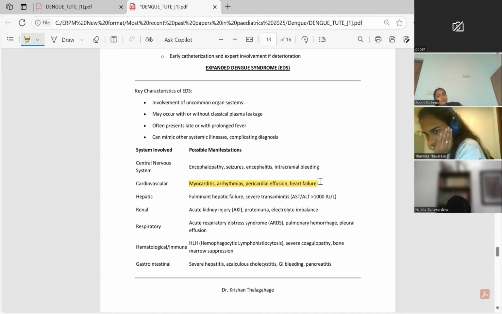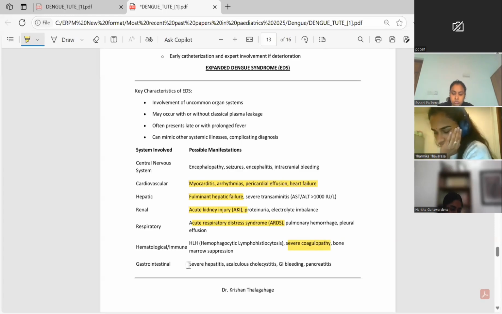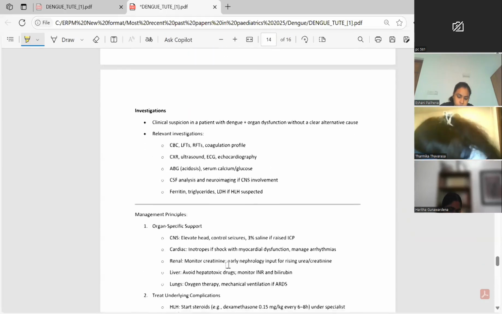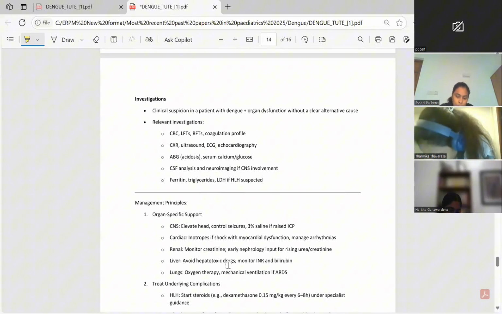So we need to know, right? Myocarditis, cardiac arrhythmias, pericardial effusion, hepatic, fulminant hepatic failure. Renal, they can go into acute kidney injury. Respiratory, acute respiratory distress syndrome and pulmonary hemorrhage. Hematological, they can go into coagulopathy, right? This is one of the rare occasions we give FFP in dengue. Otherwise, we don't usually give. Gastrointestinal, severe hepatitis, right?